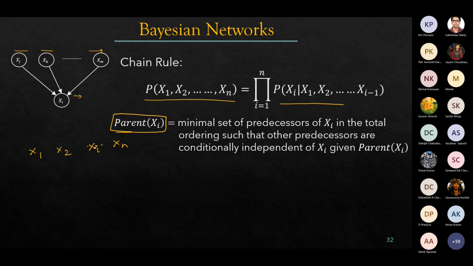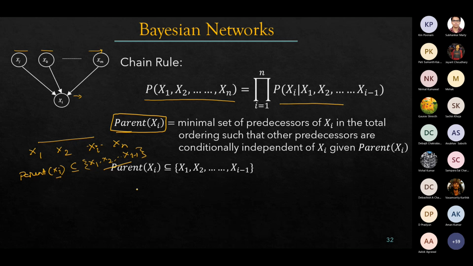The parent of xi would be a subset of the variables that are preceding xi, because we have defined the order here. So x1, x2 to xi minus 1. This is a subset of this. Why is this so? Because xi is not dependent on all the variables. It depends on a subset of the variables. That's why we say that the parent of xi is a subset of this.